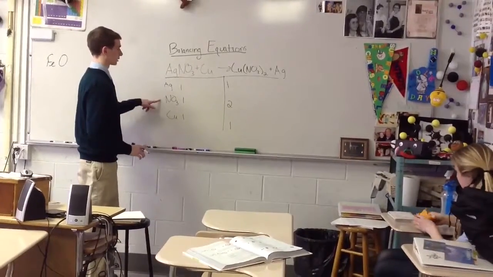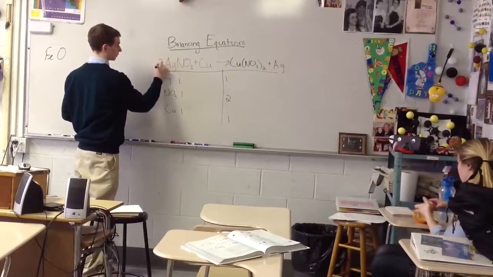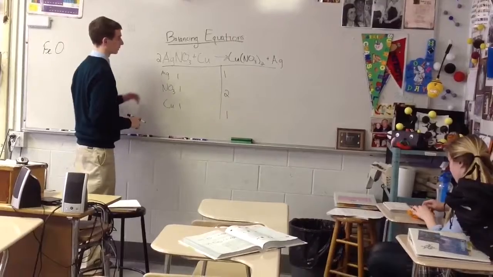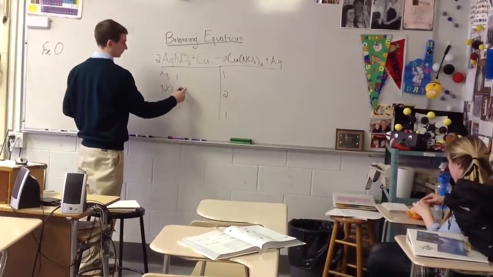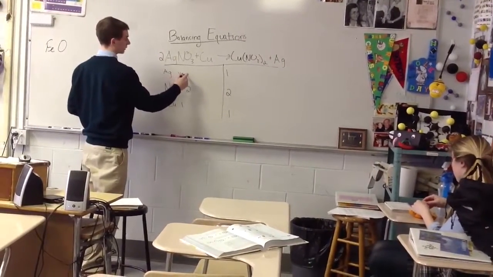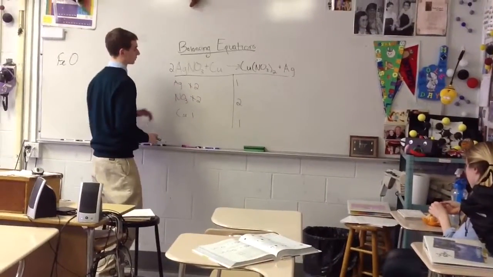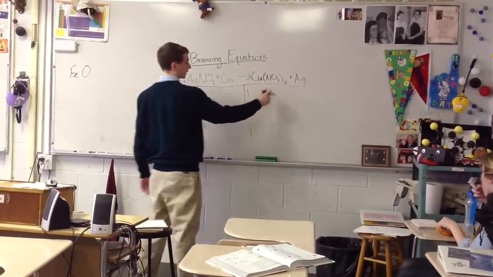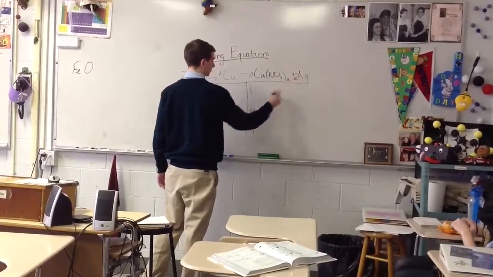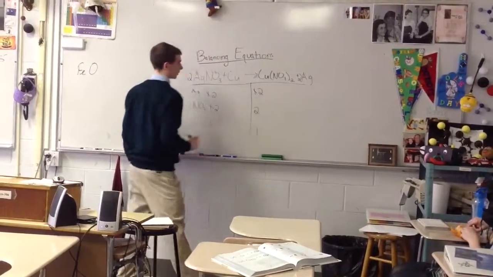To balance the nitrates, you put 2 in front of silver nitrate. So now you have balanced the nitrates, and now you have 2 silvers. So to balance the silvers, here on the product side, you put a 2 in front of the silver, and you have balanced it.